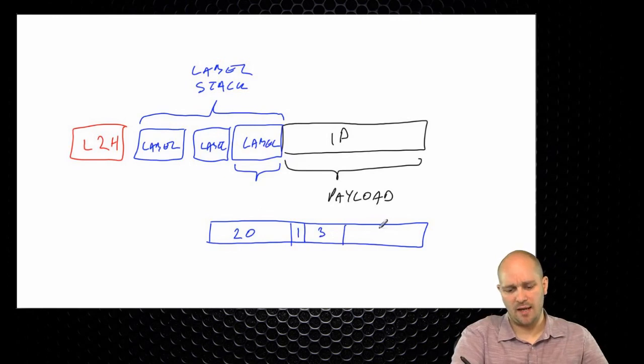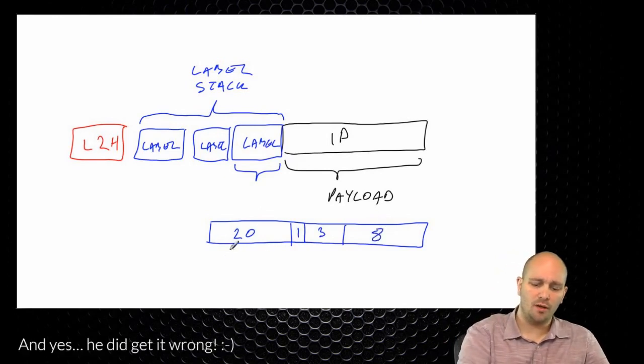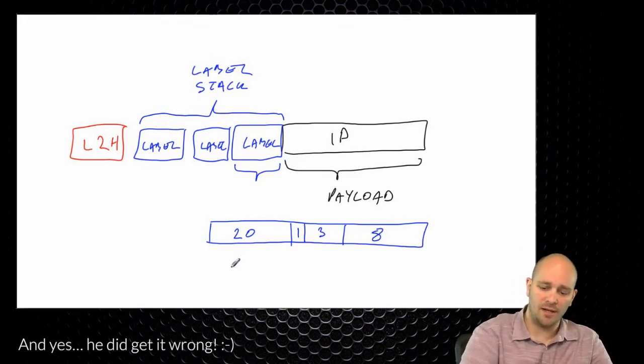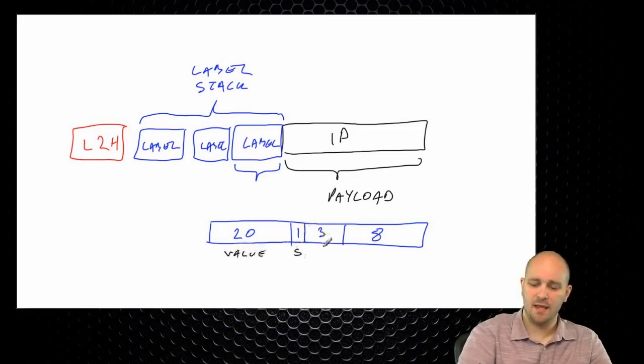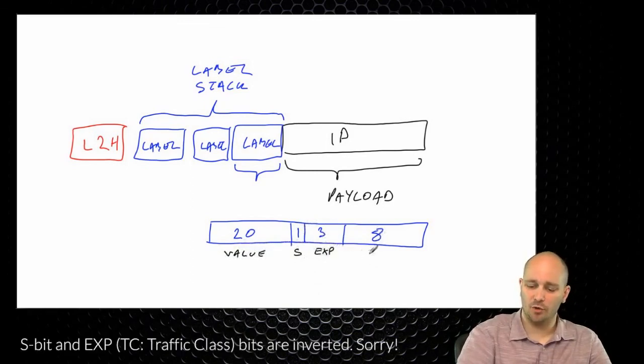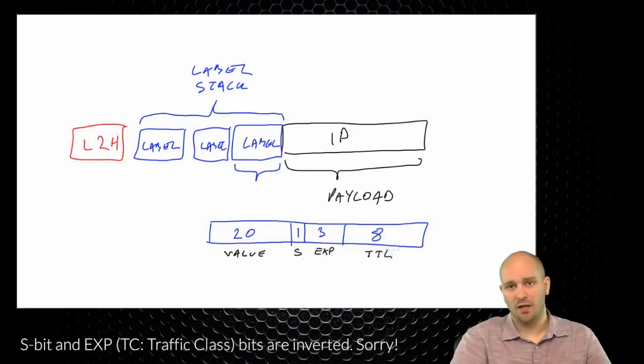And then we have, so this is 24 and 8. So we're going to have 20 bits that are the actual label value. We are going to have 1 bit, which is this S bit. Then we are going to have 3 bits that are experimental bits. And then we are going to have 8 bits that are time to live.